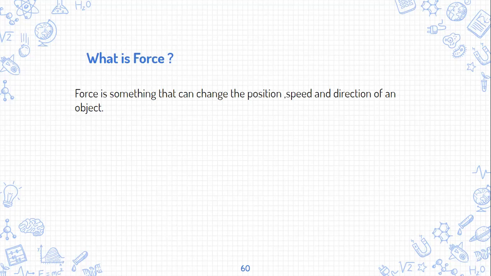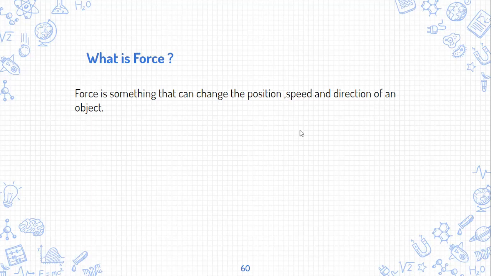It can also change the speed. For example, if a football is slow and you kick it very fast, the speed of the football increases. It goes faster. And you can also change the direction. For example, if someone is walking straight and you push him, you apply force, he can fall to the left or he can fall to the right. So force is something that can change the position, speed and direction of an object.